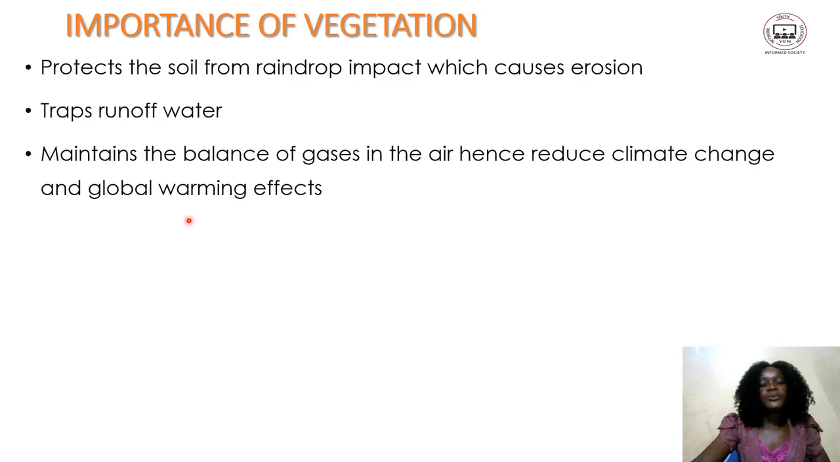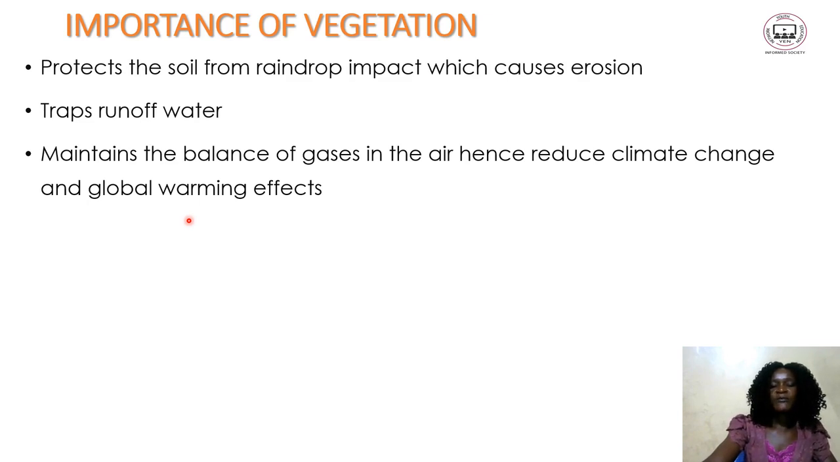This vegetation will also maintain the balance of gases in the air, hence reducing climate change and global warming effects. The vegetation, as I mentioned earlier on, will be using carbon dioxide and releasing oxygen in the process of photosynthesis. Therefore, they will maintain the balance of gases in the air.